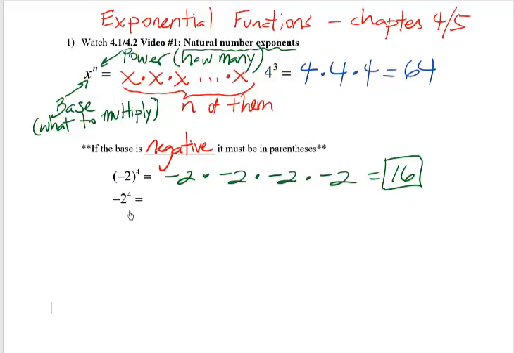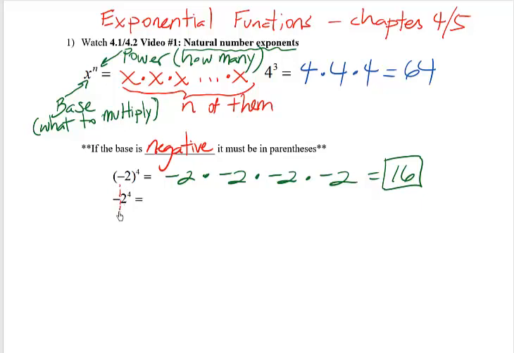Take a look, though, at the second example. Again, I know that your brain may be telling you that this is the same thing, but it's not. If I were to ask you what is the base this time, the answer is not negative 2. I know that because there's no parentheses. If I want the base to be negative, it has to be in parentheses. The base in this problem is a positive 2. This is a positive 2 being raised to the fourth power, and then that answer has a negative sign in front of it.